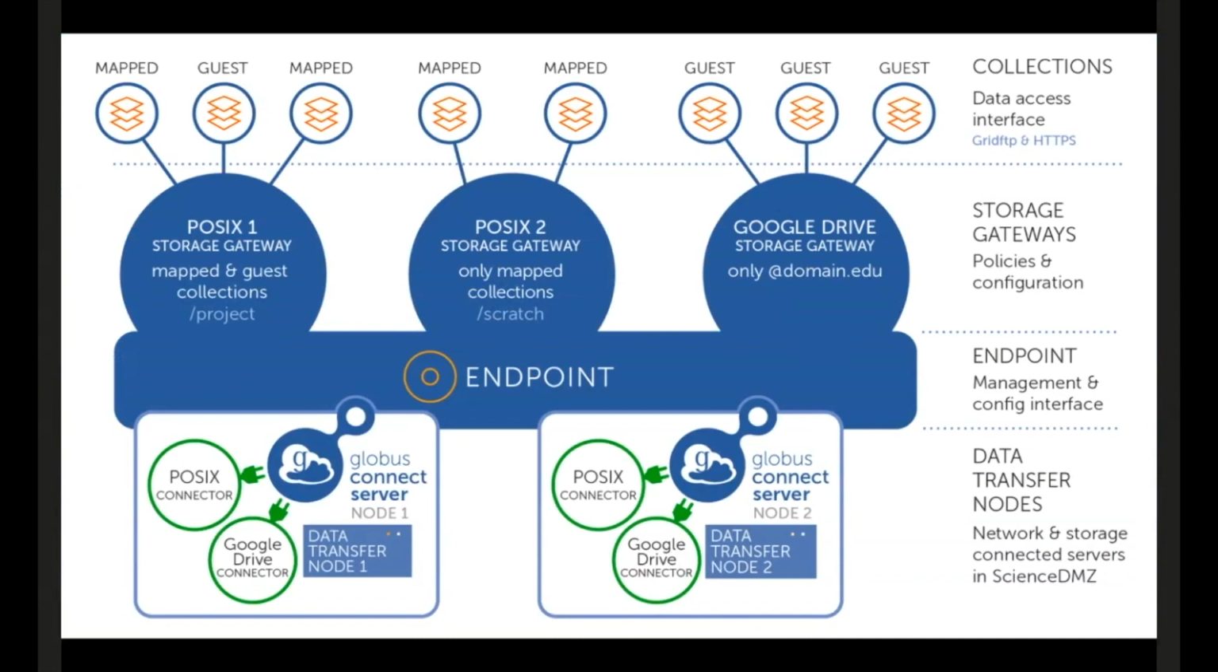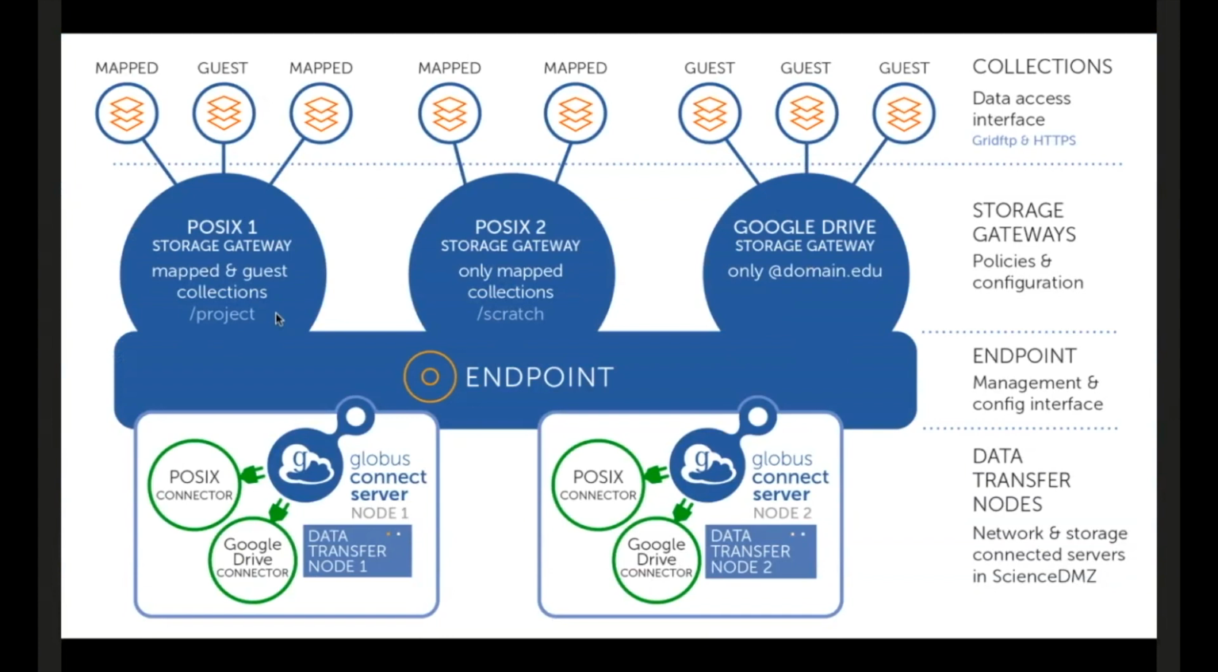The mapped collections are the ones where access to the data requires a local account. And guest collections are modes where access to the data does not require local accounts and permissions are managed at Globus, right? So both modes of access are still supported in the new version, and the collections are hosted on a particular gateway on an endpoint.